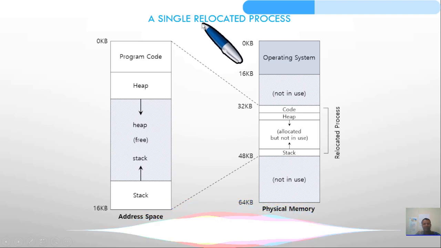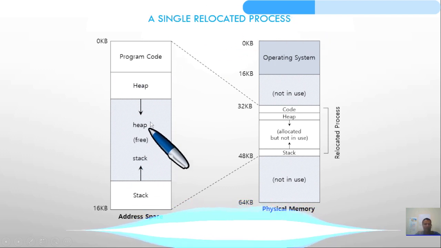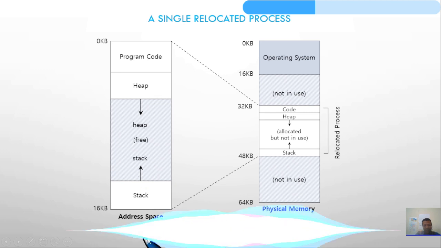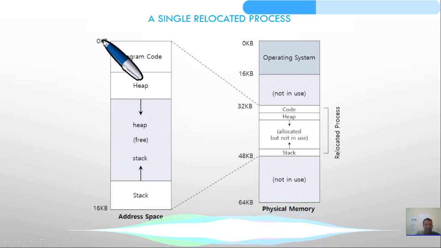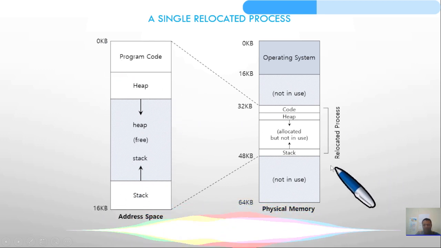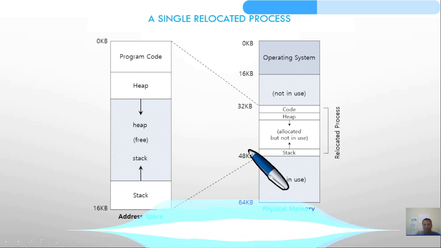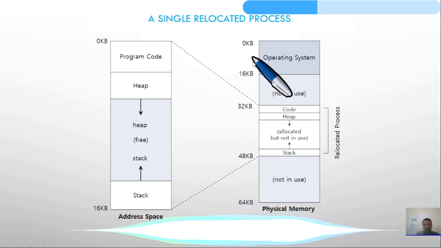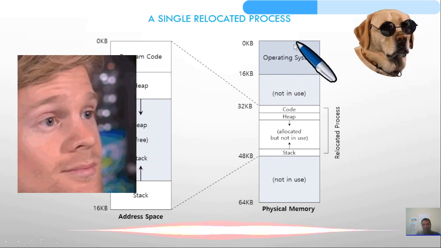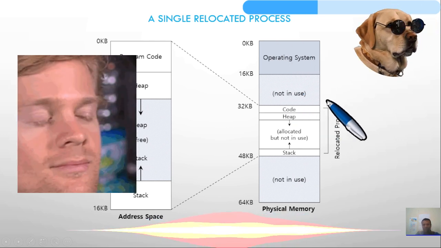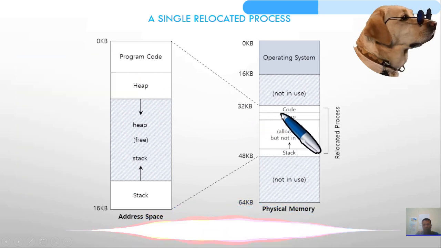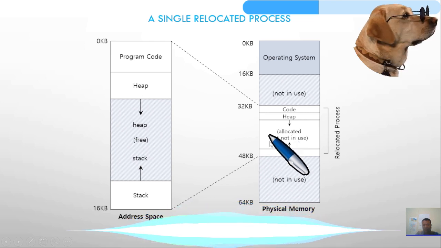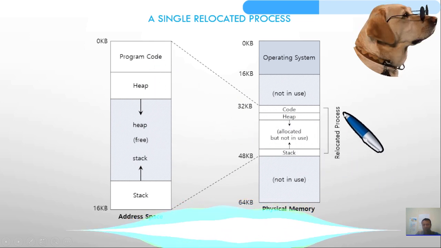So a single relocation process looks like this. As you can see, we have the address space and we have the physical address. The address space starts from 0 kilobyte and its size is 16 kilobyte. But in relocation, the operating system will take 16 kilobyte in the upper part of the physical memory. So this is how it took 32 kilobyte plus 16, which is 48. So this is a relocation process.